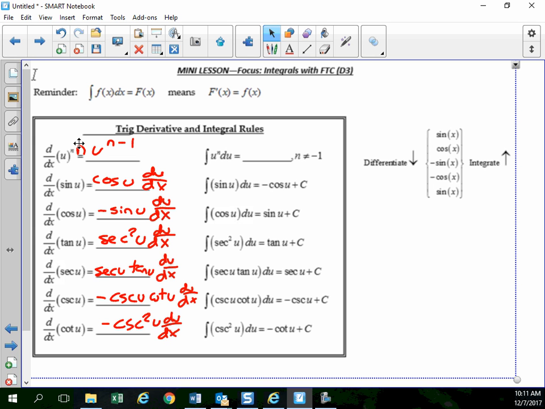Second column, it should be known already, because that's been the last 2 days, and I said you had to have them memorized. Derivative of sine is cosine, derivative of cosine is negative sine, derivative of tangent is secant squared, derivative of secant is secant tangent, derivative of cosecant is negative cosecant cotangent, derivative of cotangent is negative cosecant squared. Now please note that all those had a du dx.